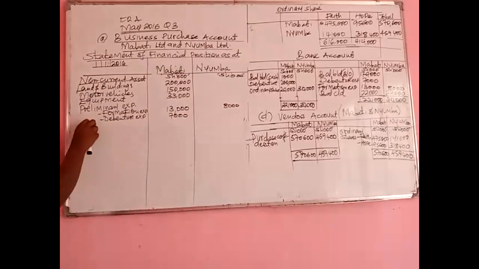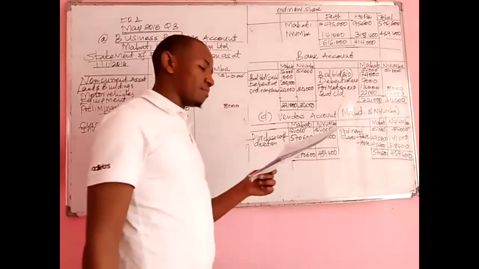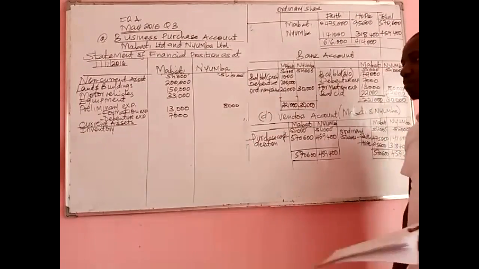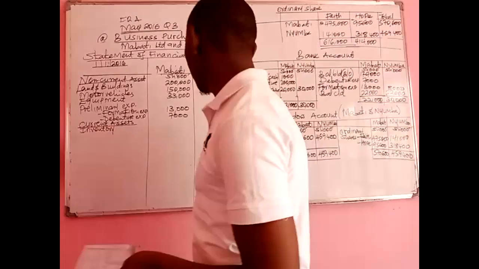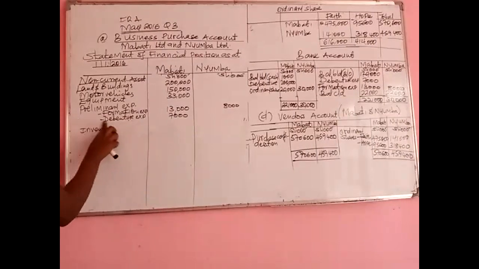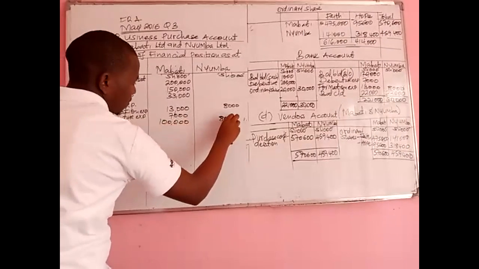Now we go to current assets. Current assets we have inventory. Now inventory for Mabati took over the manufacturing, so it will be how much? I'm thinking this is goodwill. That was goodwill. Goodwill is an intangible asset. Goodwill for this one I see is 100,000. 8. You don't have to forget that.